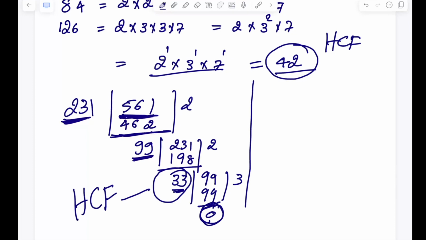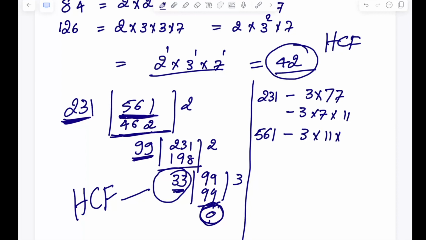The other way we can do it: 231 can be written as 3 into 77, and 77 as 7 into 11, so 3 into 7 into 11. Similarly, 561 can be written as 3 into 11 into 17. We write down the common prime numbers with their lowest power. So 33 will be the HCF.